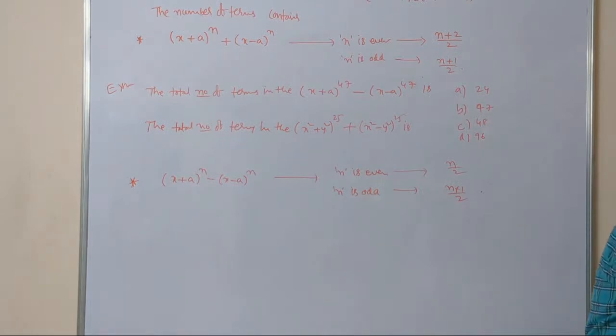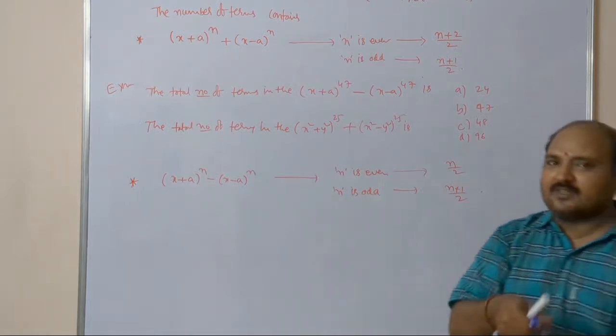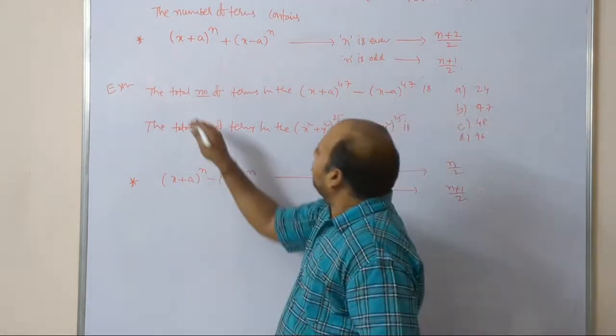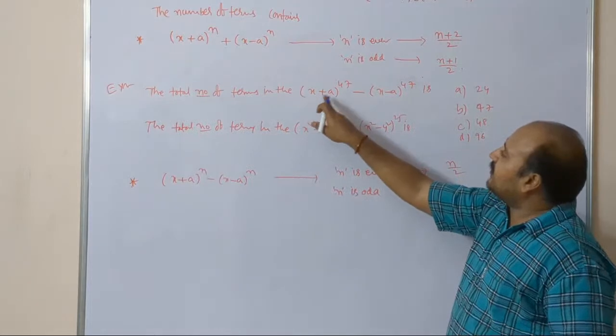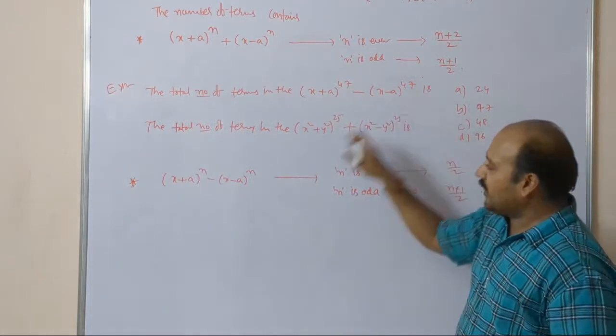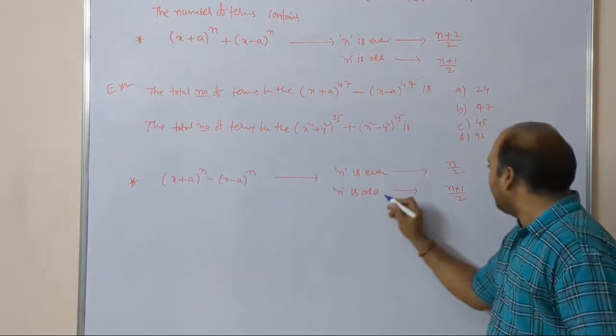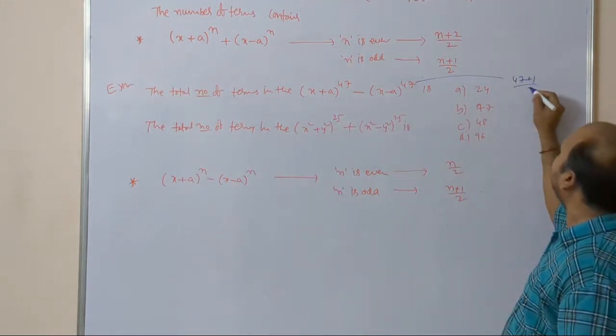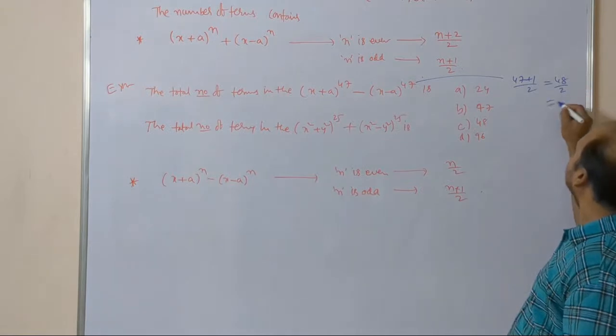I may chance to explain one more question because recently they asked a question. Now come to here. The total number of exponents, it is in the form of x plus a whole power n minus x minus a whole power n. It is looking like that, no. N is odd number. What is the formula? N plus 1 by 2. So n is equal to what here? 47 plus 1 by 2. So 48 by 2. So 24.